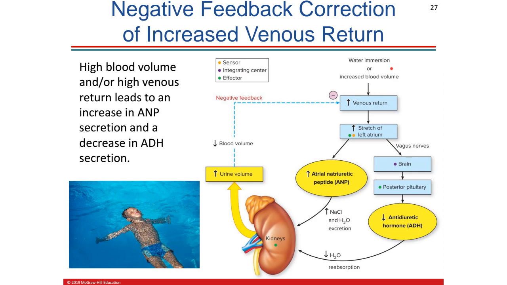So we have water immersion, which would increase the venous return, or we could have an increased blood volume for whatever reason. Now, both of these things will lead to an increased venous return. This will lead to a stretch of the left atrium. Now, stretch of the left atrium will lead to an increase in the secretion of atrial natriuretic peptide, or ANP, and this leads to the stimulation of more excretion of sodium and chloride at the level of the kidney.